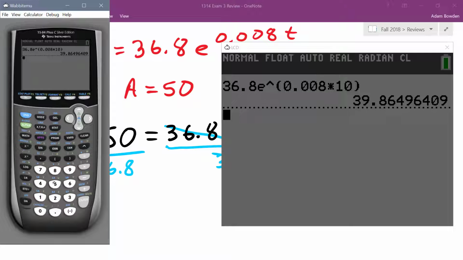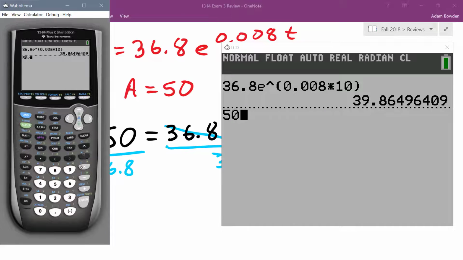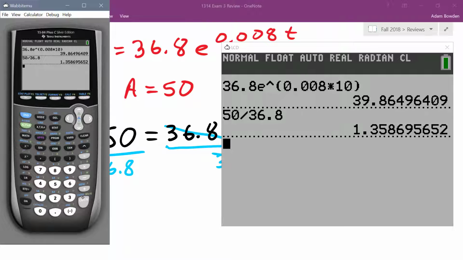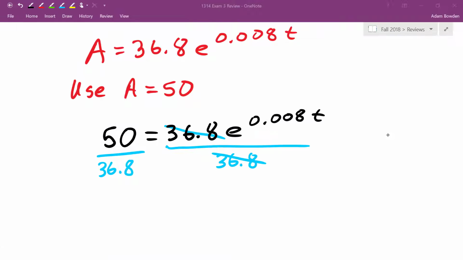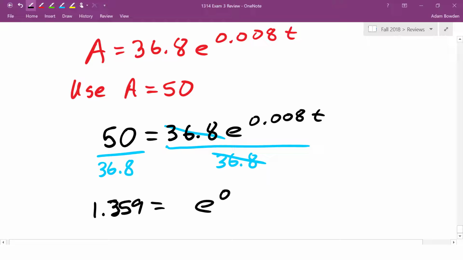You can go ahead and plug the 50 divided by 36.8 into the calculator. Okay, so I got this number here. I'm going to round that to about 3 digits, so I'm going to round that to 1.359. So on this side it would be 1.359 equals e to the 0.008t.